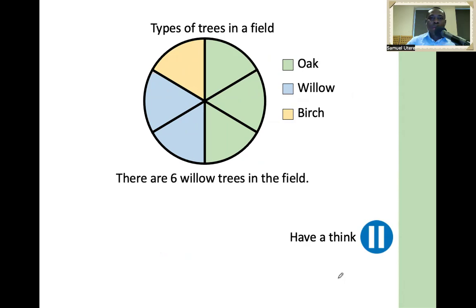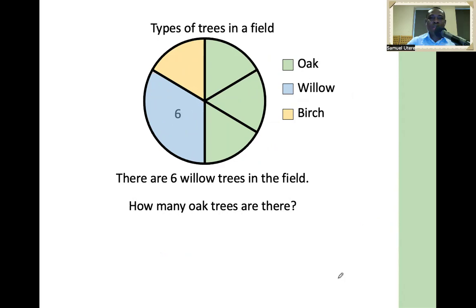If there are 6 willow trees in the field, how many oak trees are there? Well, this time all the parts are 6, right? So all the parts are 6. Now we have 2 parts which represents willow trees. Okay, so these parts here represents 6, the whole of the willow, and you can see that 2 parts represent 6, so each part should be 3.